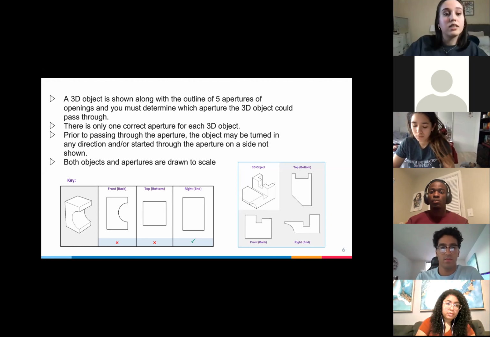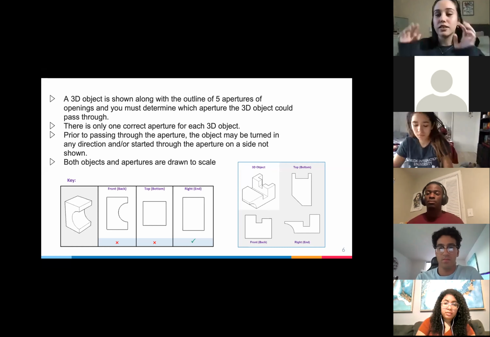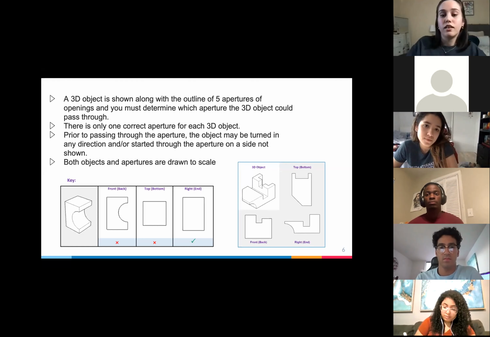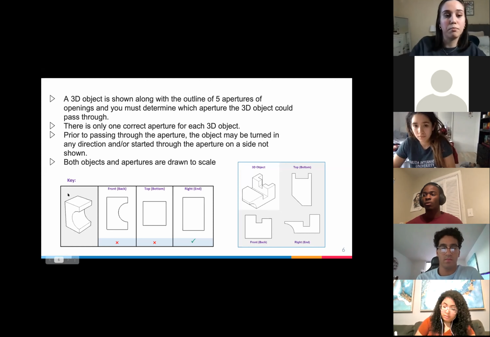That's a very important thing to keep in mind when it comes to keyholes, because if you see in one of the answer choices that a line is a little bit longer or a little bit shorter, then that's not it, because everything is drawn to scale. The way you have to look at the object is in 3 ways: front back, top bottom, and right end, which is just looking at it from this angle. Those are the only 3 views that they would give you.